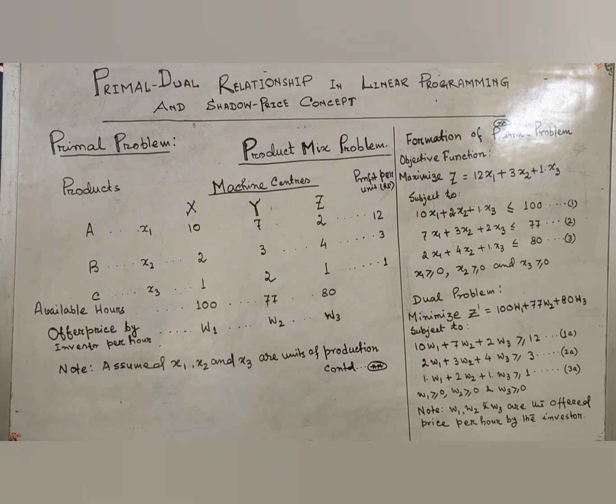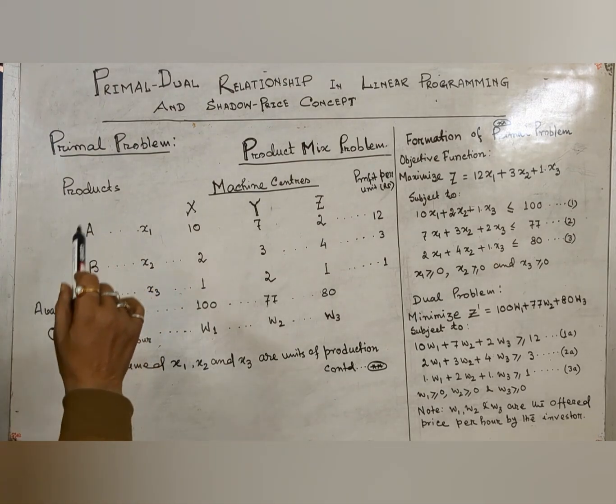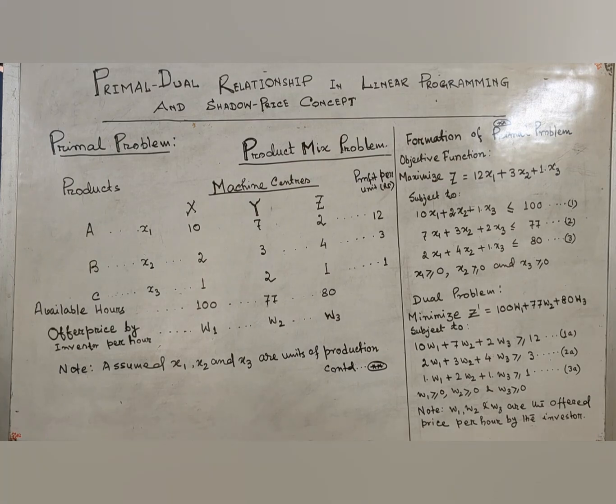Today we are going to discuss the primal dual relationship in linear programming and the shadow price concept. The primal problem. Here we are taking the production problem, that is, the product mix problem. It is given here just to save space, but I am discussing what the production problem is.